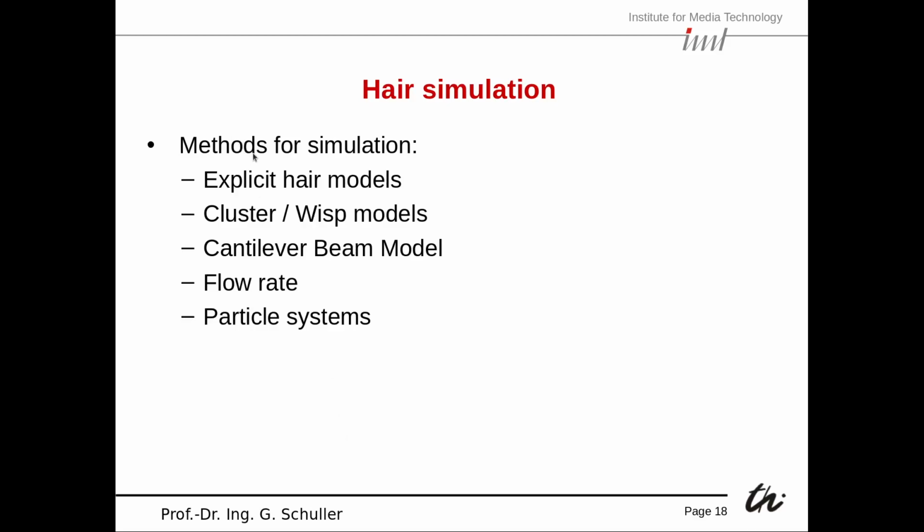And there are different methods for the simulation. We have explicit hair models where you have many thin cylinders. Then we can model it as a cluster or wisp. So basically this reduces the number of objects. Then we can use the cantilever beam model. So we have a reduced number of those beams. We can use a flow rate or also particle systems to model hair.